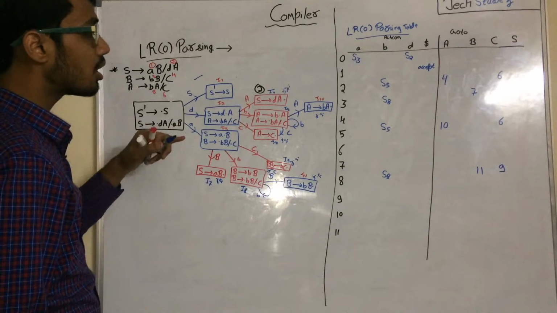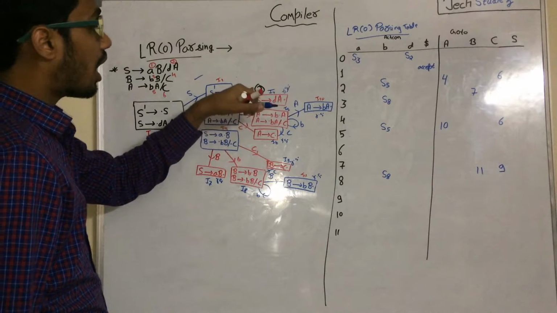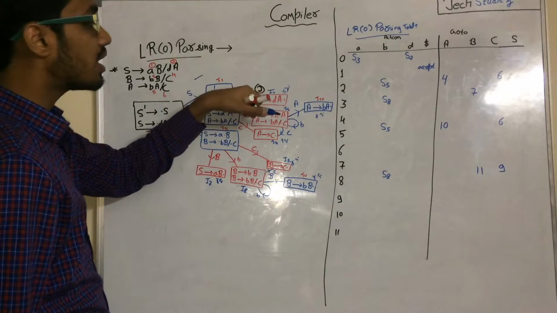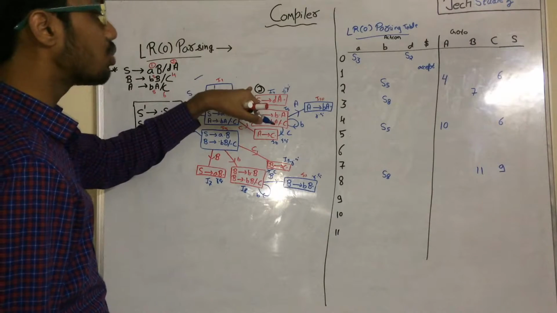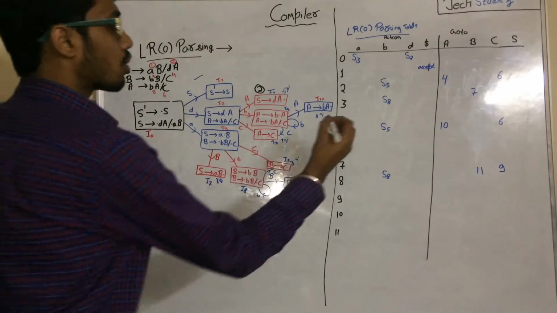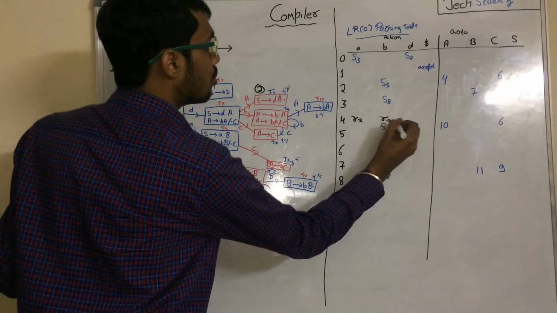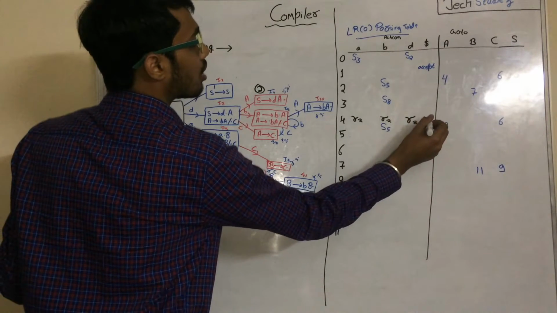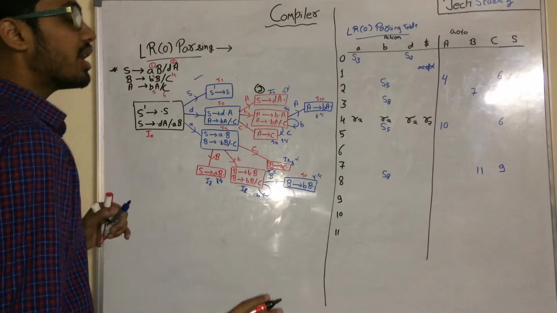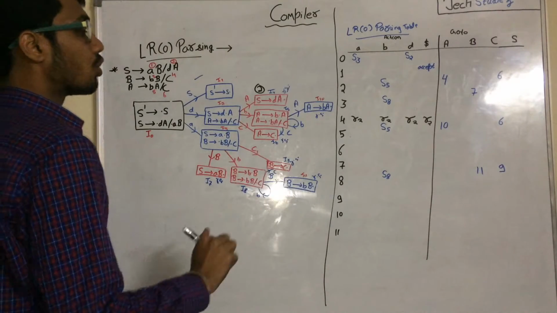So mention R2, second production with reduced sign in all the columns. So put here R2, R2, R2 and R2. This will be done only in action part. Nothing is done in go to.